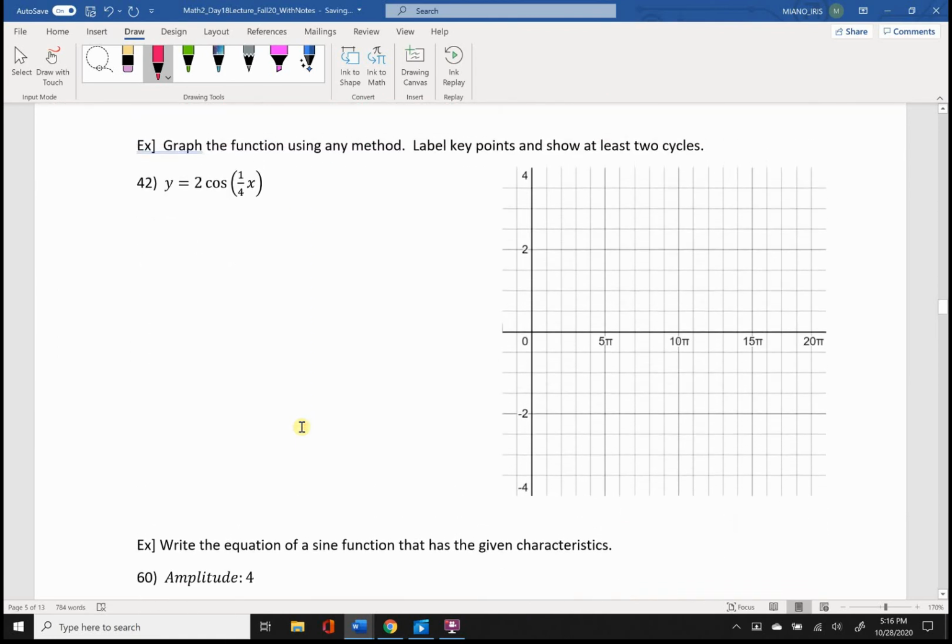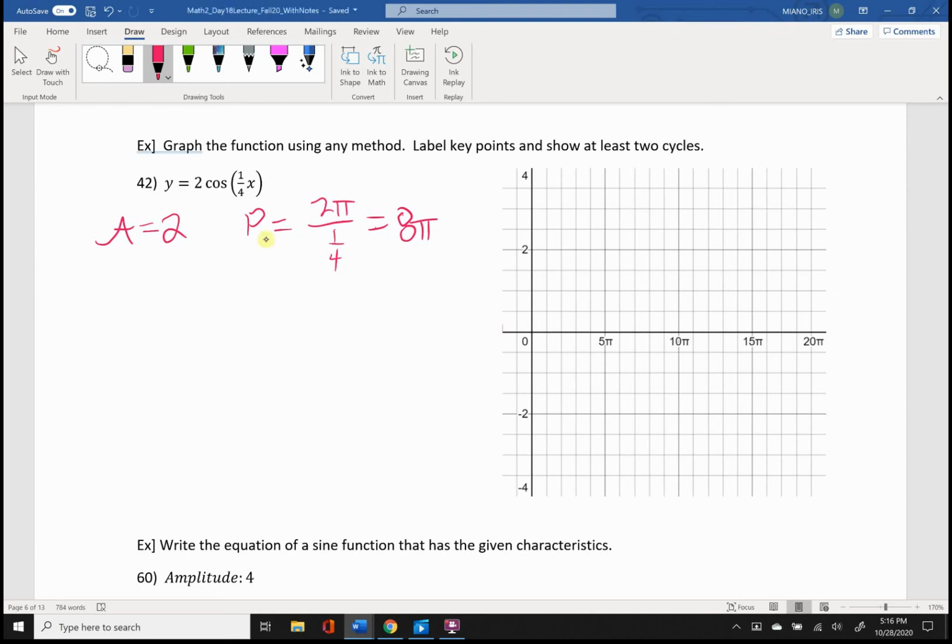We're going to have a vertical stretching in addition to a period change. So notice that the amplitude is 2 here. We'll take that into account. And the period is 2 pi over 1/4, which if you take 2 pi and divide it by 1/4, then that means your period's going to be 8 pi. So it's going to take a distance of 8 pi for the curve to travel in order to get through one full cycle or one full period.